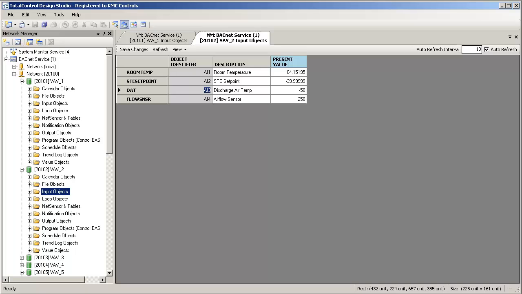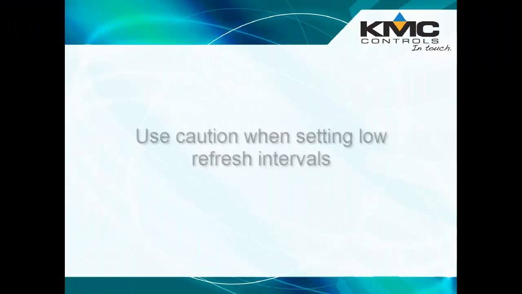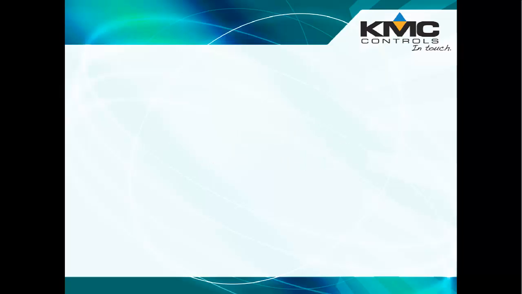Opening table views for large groups of objects will generate a significant amount of network traffic. Users should be aware of this and set the auto-refresh interval to an appropriate value that allows TotalControl enough time to gather the requested data before refreshing again.